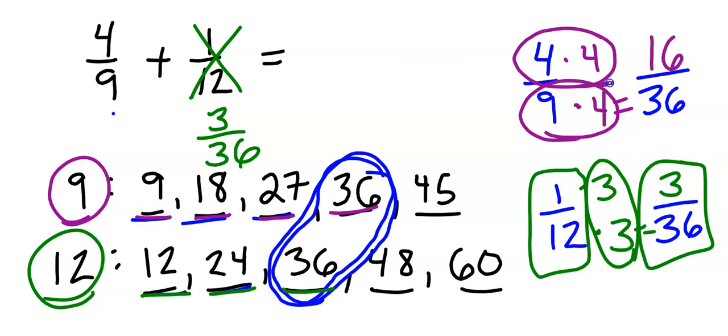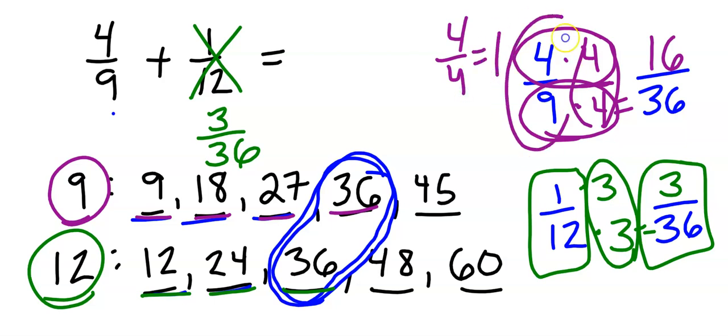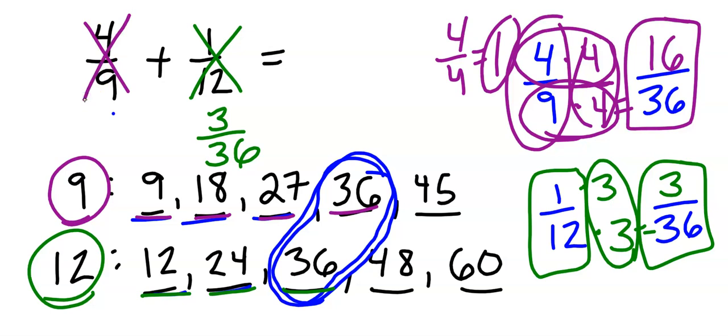Now think about it. Essentially what we're doing is we're multiplying by 4 over 4, and 4 over 4 is equal to 1. So if I multiply 4 over 9 by 1, I'm not really changing it. I'm just changing how it looks. So 16 over 36 is equivalent to 4 over 9. So I can cross out 4 over 9 and replace it with its equivalent fraction, 16 over 36.